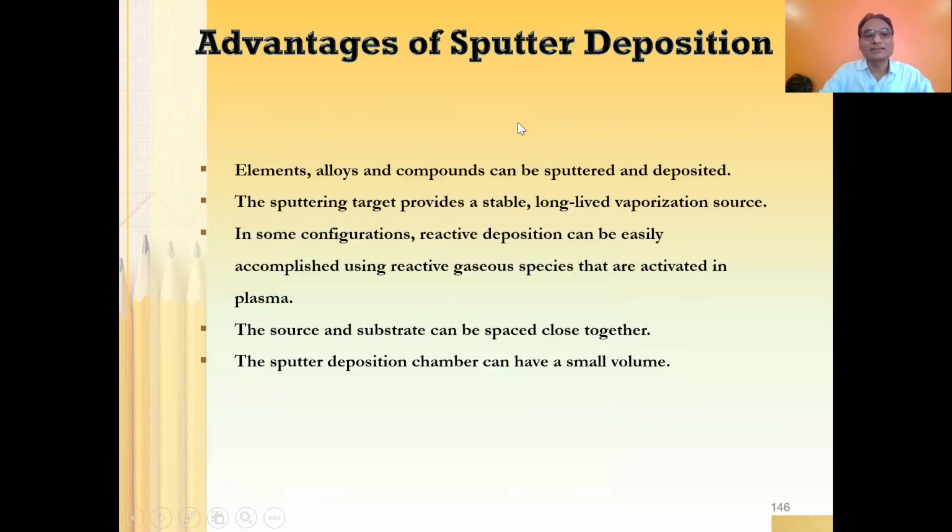There are certain advantages. Elements, alloys, and compounds can be sputtered and deposited. The sputtering target provides a stable and long-lived vaporization source. In some configurations, reactive deposition is also possible. Source and substrate can be spaced close together, and the sputter deposition chamber can have a small volume. It means you can have a very small chamber, alloys can be sputtered, and the target and substrate can be kept very close. So this is all about the advantages of sputtering.